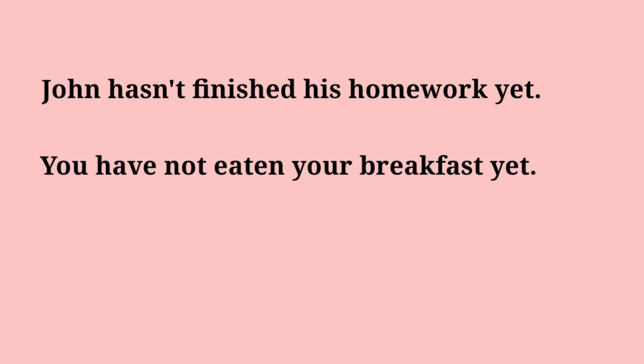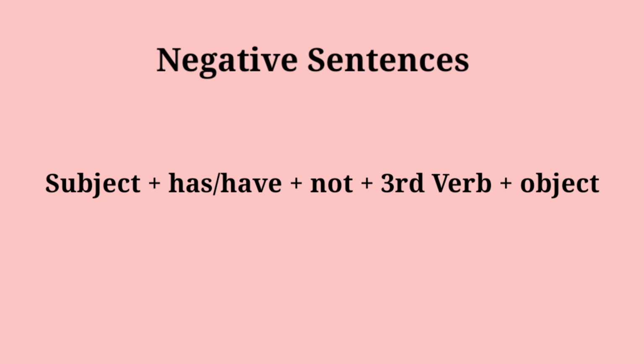So I'm sure you noticed that in the negative sentences, the structure of the sentence becomes subject plus has or have plus not plus the third form of the verb plus the object. And in most cases, we use the contracted form of has not or have not. So we say he hasn't or she hasn't.